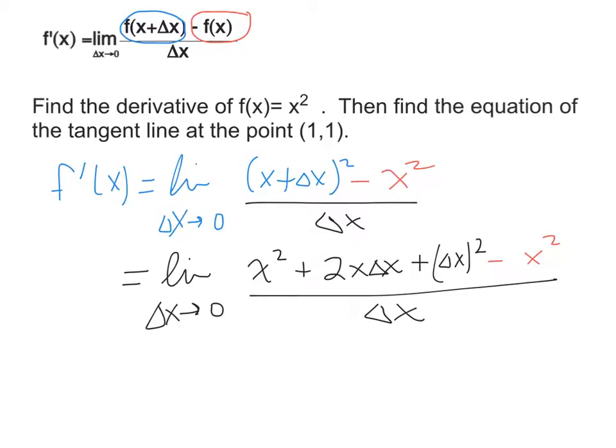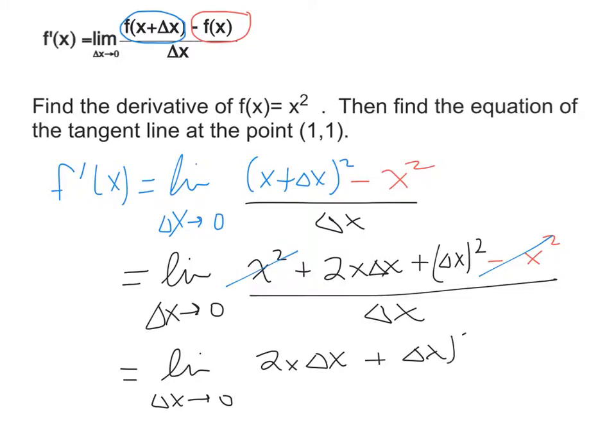Okay, so next step, well, let's look for any common terms I can take care of on the top. Hopefully you see those. What can we simplify there? Well, I've got an x squared here and a minus x squared over here. So these are going to cancel out. And I'm going to be left with 2x delta x plus delta x squared on the top all over delta x.